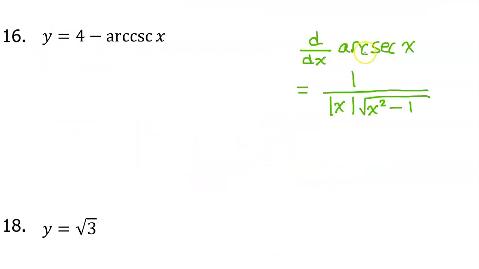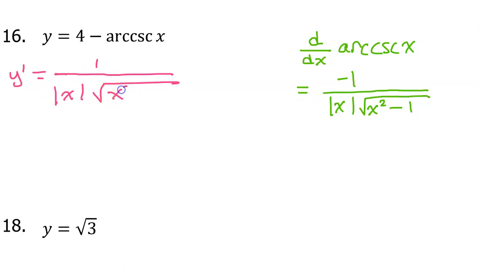Remember how the derivative of arcsecant x looks like this? Well, the derivative of arccosecant looks like this. The only difference is the negative. So let's get started. We will have y prime equals. The derivative of a constant is 0, so I will write nothing there. Bringing down the negative sign, I just have this rule. But you know what? The negative sign is going to turn this positive. So I'm just going to have this rule, but it will be positive: absolute value of x, square root x squared minus 1.